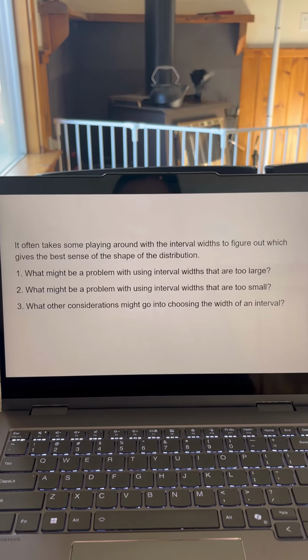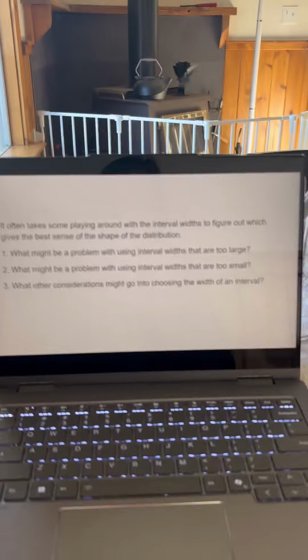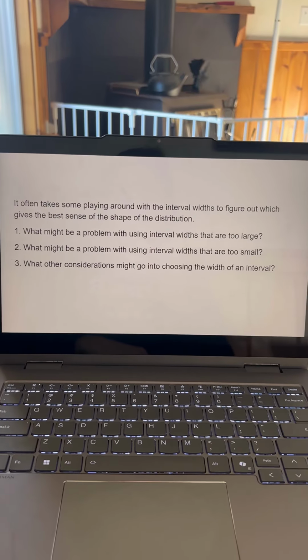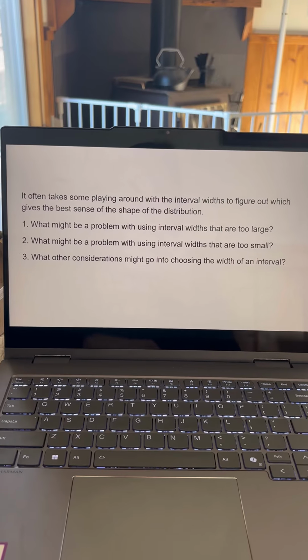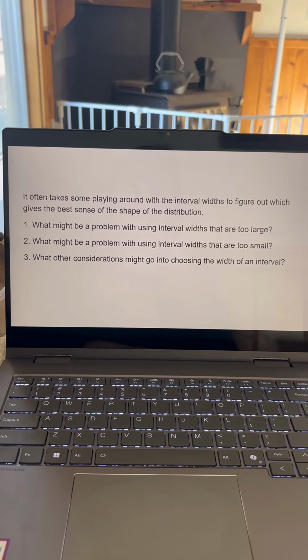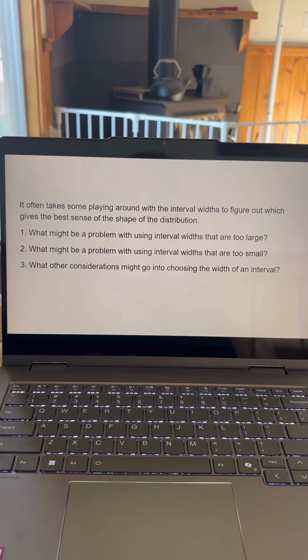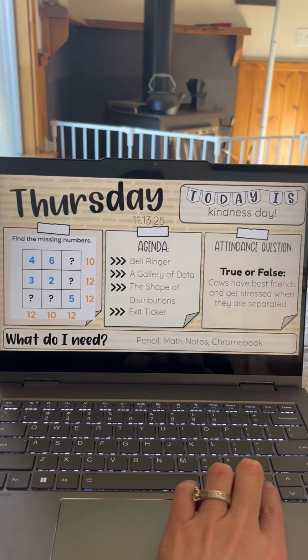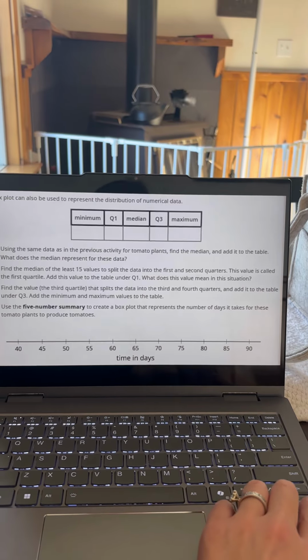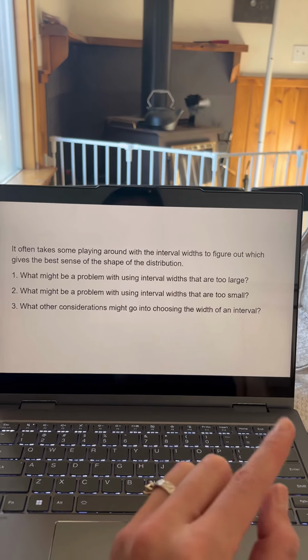So we talked about how sometimes we have to mess around with the interval widths, which would either be by 10 or by 5 that we did in those 2 examples, to figure out which gives the best sense of the shape of distribution. So we talked about what might be a problem with using interval widths that are too large. Like this one, you don't see the true shape. You only see that U shape instead of that more detailed shape here. So if you have them too big, you can't quite see what you're looking for.